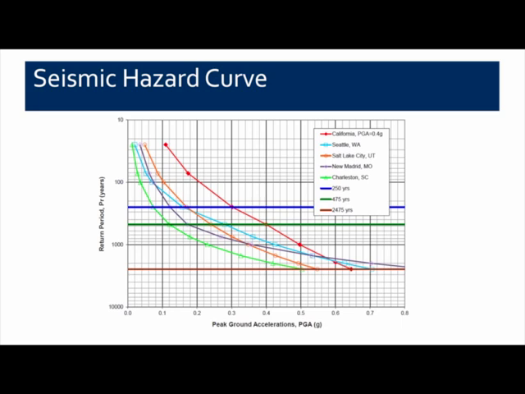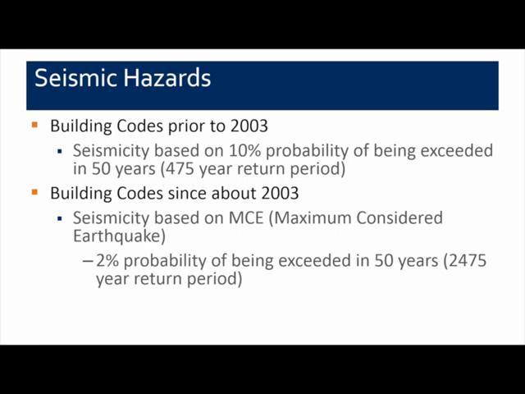So depending on what part of the country you're in, there can be a huge difference in the expected ground motion depending on what type of return period you want to consider for your seismic hazard. So up until about 2003, most building codes used in the United States assumed a seismicity based on a 10% probability of being exceeded in 50 years, which is, if you look at the previous slide, a 475-year average return period earthquake.